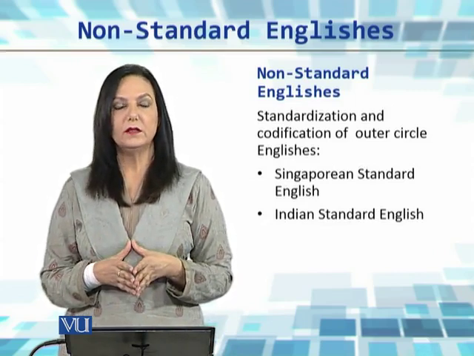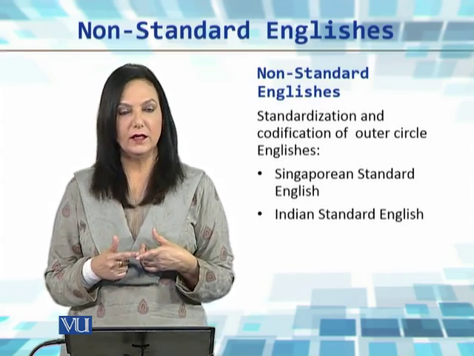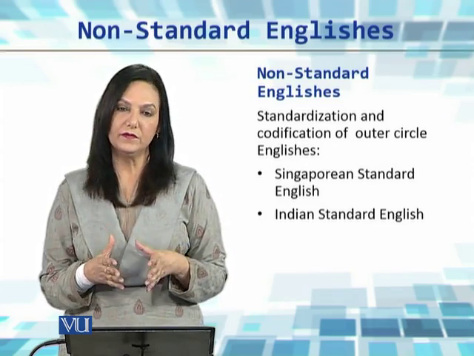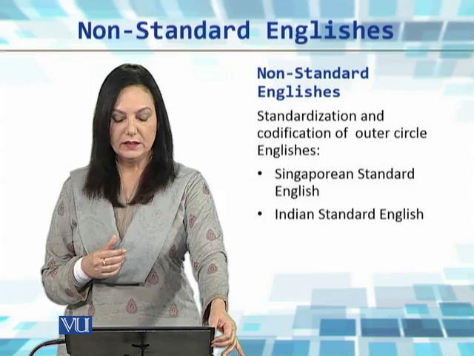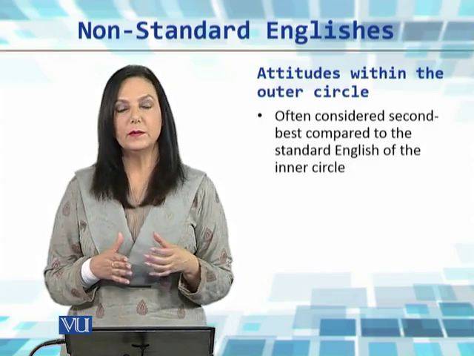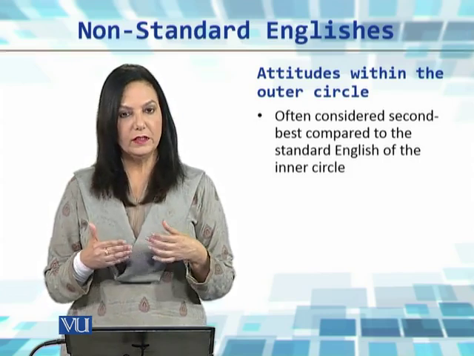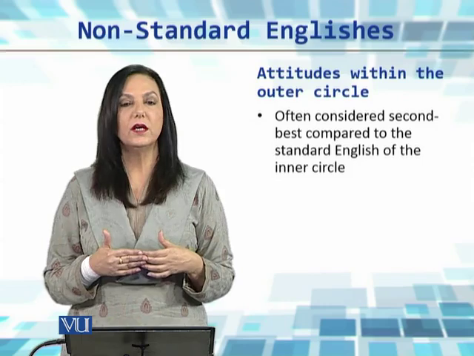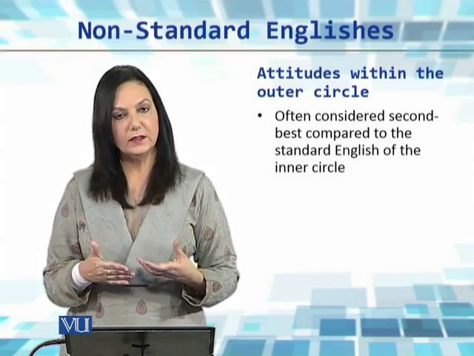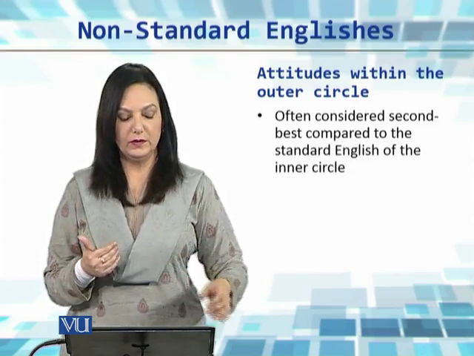Some effort has been made towards standardizing and codifying outer circle Englishes. For example, Singapore and India have made an effort to codify and standardize their English. But even then, despite having been codified and standardized, these varieties are not considered standard. And this attitude towards different varieties of English is almost similar both in the outer circle countries and inner circle countries. Even within outer circle countries, the local varieties, the regional varieties of English, are considered only second best compared to the native varieties of English. And even people in the outer circle countries, when it comes to learning English, their preference is the native variety and not a local variety of English.